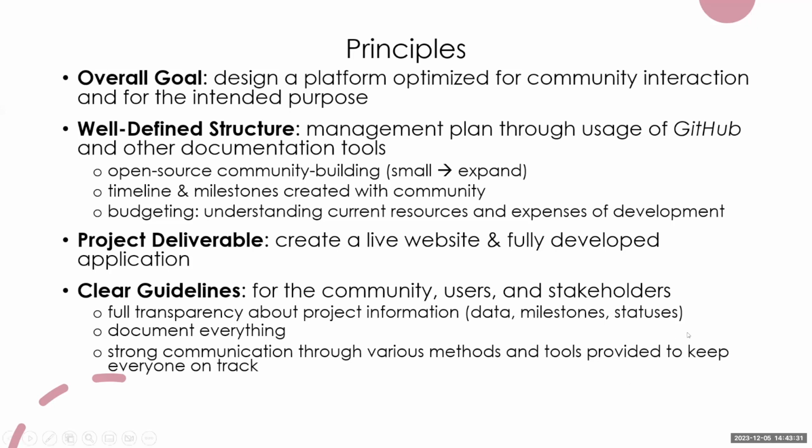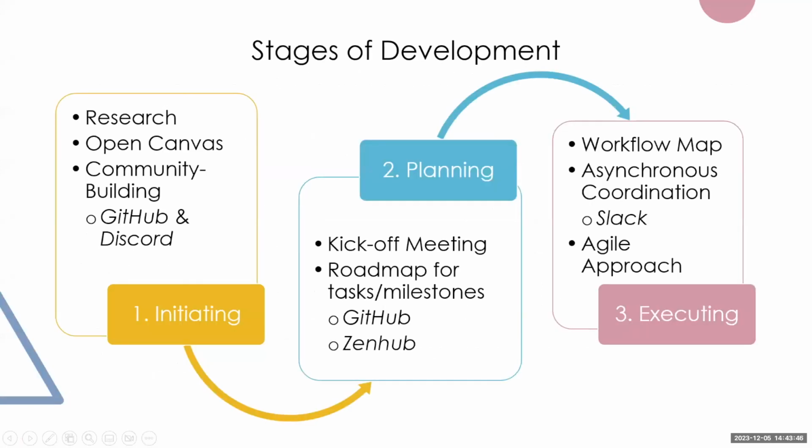There will be documentation throughout the entire process through, of course, usage of GitHub and other software as well. And then strong communication through various methods and tools provided to keep everyone on track, which will be mentioned later on as well. So for stages of development, really there are 3 main stages, which is initiating, planning, and executing.